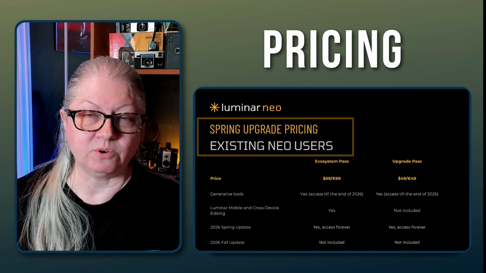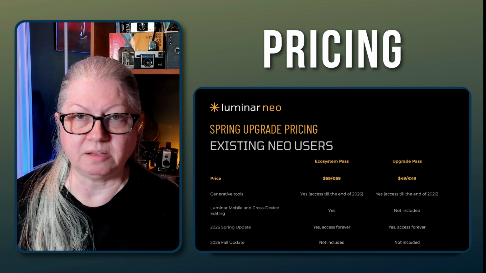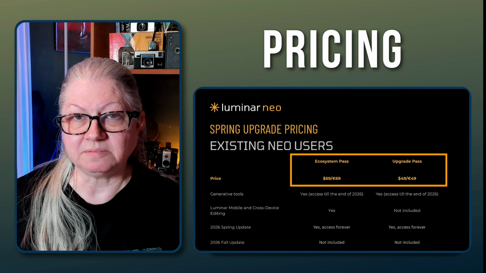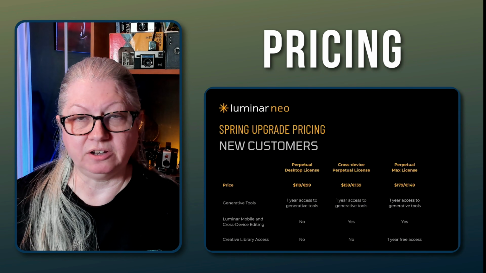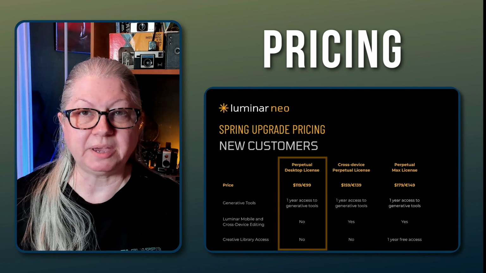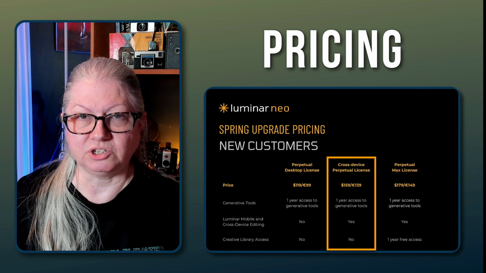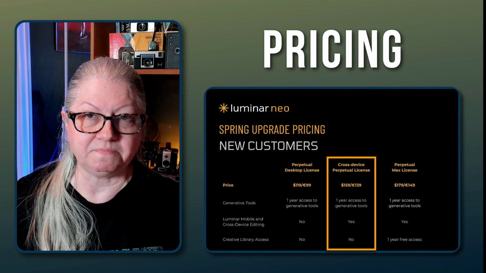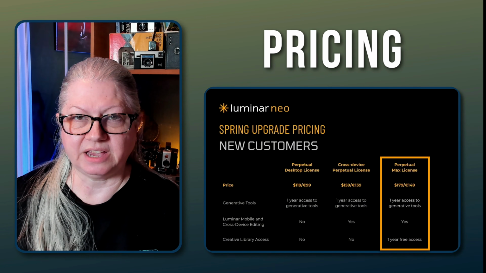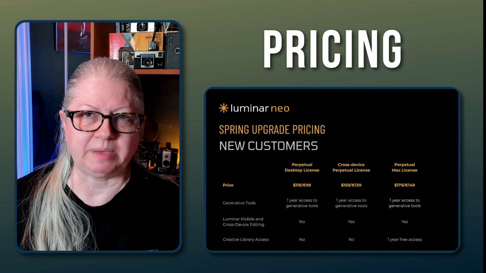These prices are for existing Luminar Neo users. So if you already own Luminar Neo and you want the spring update pass, it's $49 US or euros. If you want the ecosystem, it's $69. If you are brand new to Luminar Neo and are just buying it now, you have three options. The base perpetual license includes just Luminar Neo. The next level up includes cross-device editing or the ecosystem. And the max license includes some extra assets like skies, presets, and overlays. So if you want those to help you get started, get the top end package.